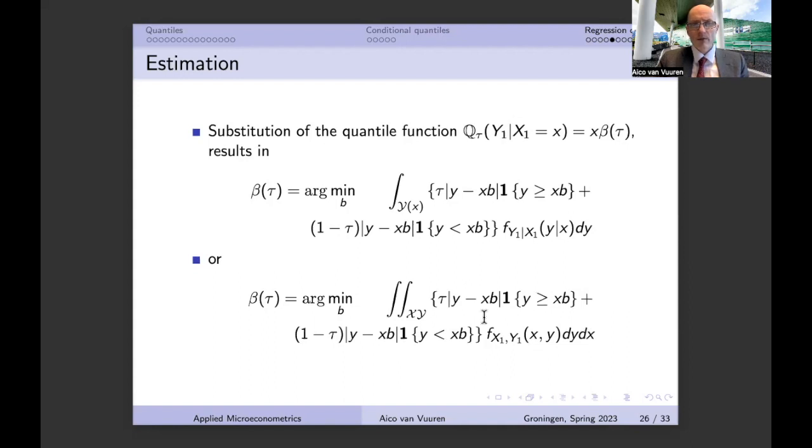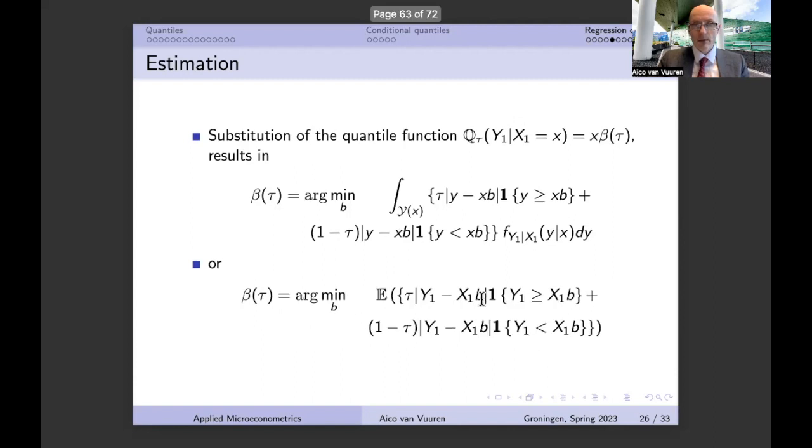This is a mean because we now have an integral with respect to the joint density, of this function that we have over here. So this is actually nothing else than a mean, a mean with respect to this function. To get it, we simply write a large E here, and we replace y and x by the capitals. Then we get this representation over here.